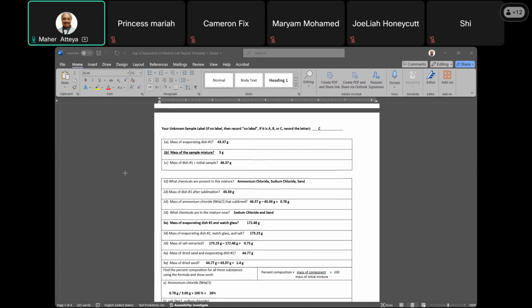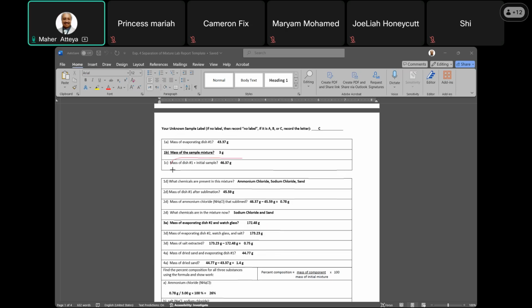So here it is, guys. If you look, this is the mass of evaporating dish number 1, empty. Correct? And we have here the mass of evaporating dish plus glass, empty. So that's the beginning you will do. You will add 3 grams to dish number 1. So then the mass of dish number 1 with the amount inside of the heterogeneous mixture, you have the sand, correct? And sodium chloride and ammonium chloride.